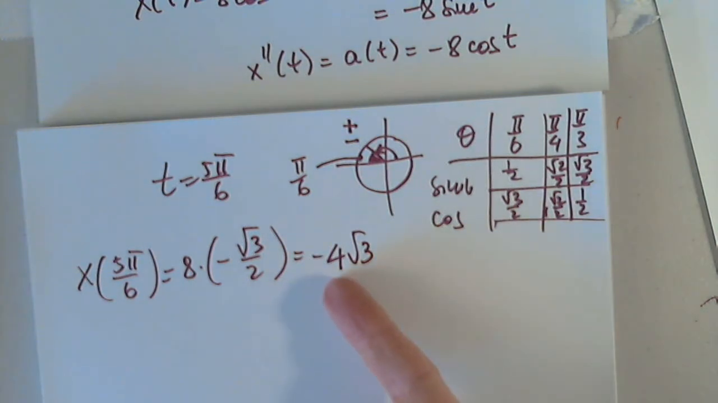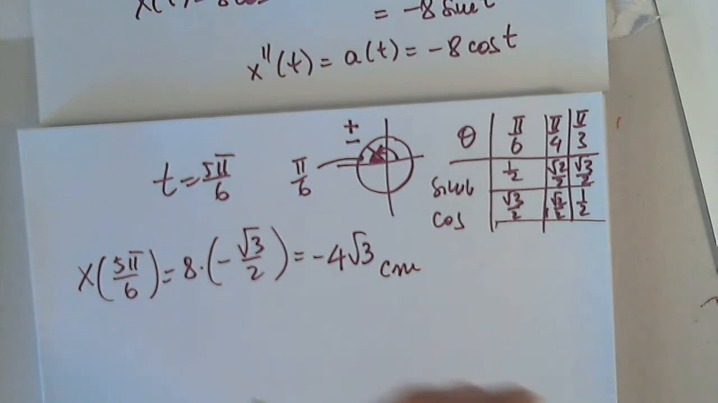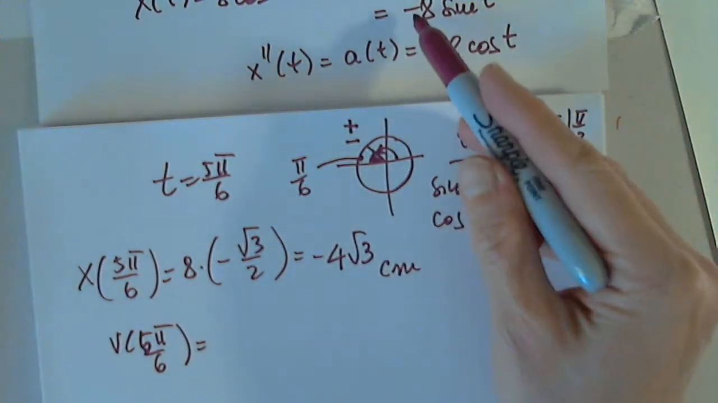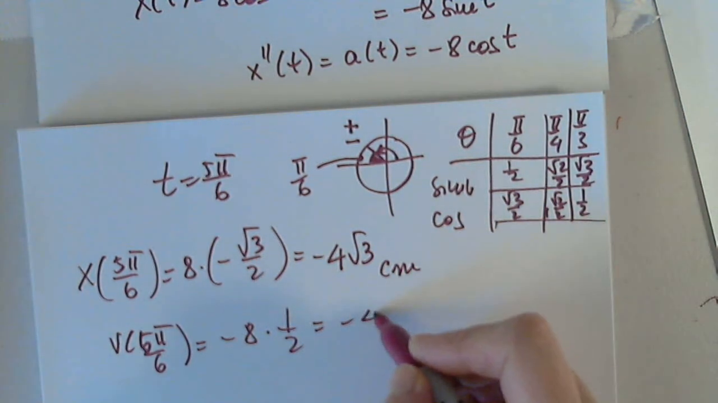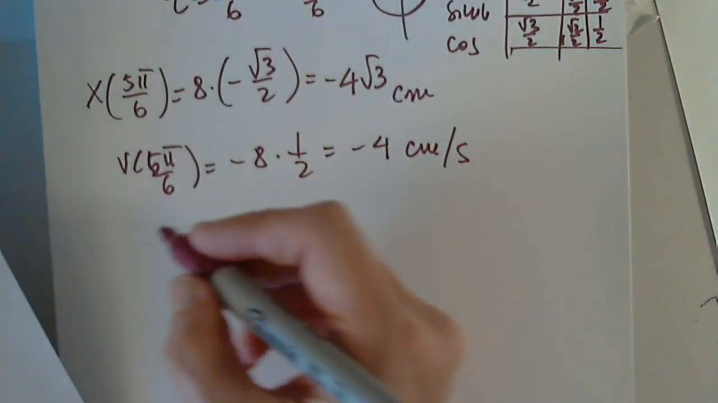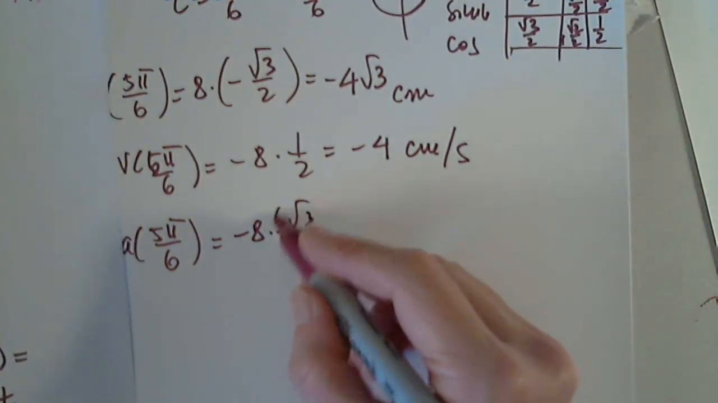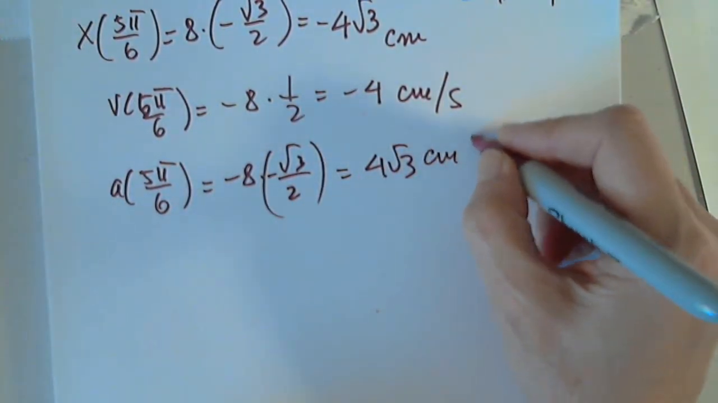Now for the measurement unit, x is measured in centimeters and t in seconds. So this is the distance, so it's centimeters. Now the velocity of 5 pi over 6 will be negative 8 times sine, but sine of 5 pi over 6 is positive 1/2. So this will be negative 4, and this is centimeters per second. And the last one, the acceleration, a of 5 pi over 6 is negative 8 times cosine, but cosine is negative the square root of 3 over 2 with minus in front. So this will be positive 4 the square root of 3, and the measurement unit for acceleration is centimeters per second squared.